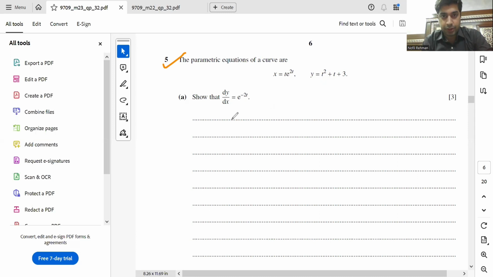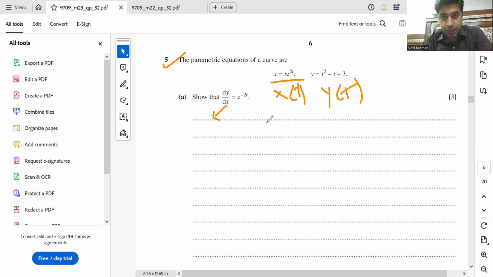A parametric equation is basically an equation where the two variables, x and y, are expressed in terms of a third variable. Here we can see that x is expressed in terms of t, so x is a function of t, and y is also expressed in terms of t, so y is also a function of t. While we are supposed to find dy by dx, we cannot differentiate y with respect to x since y is not expressed in terms of x. Y is expressed in terms of t. However, the following approach is used to solve any such equations.